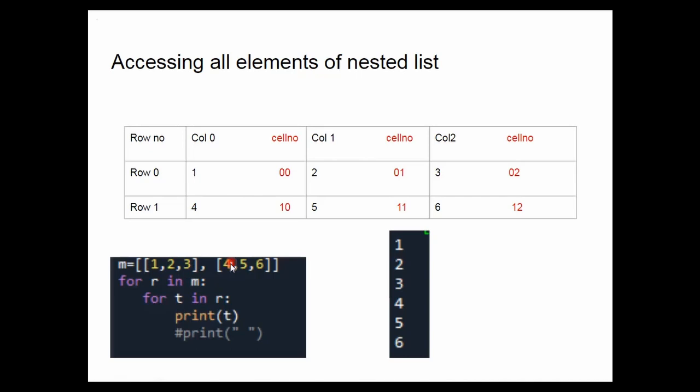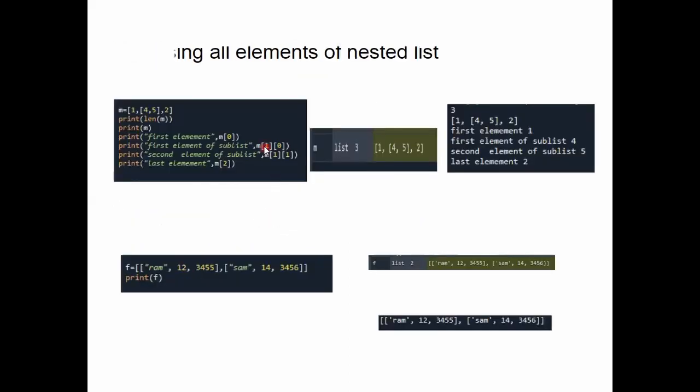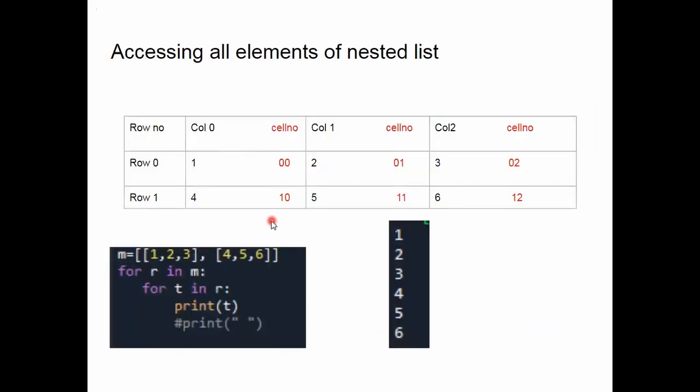Now how to display each element of your list, instead of writing M of 0, 0, M of 1, 0 like this. That we had already discussed in the previous slide. Here, M of 1, 0, M of 1, 1. Suppose we have 100 sublists. At that time we will start from 0 till 99. So 100 lines will be there for accessing each and every element of that nested list. So instead of that, we are going to use a shortcut by using the for loop.